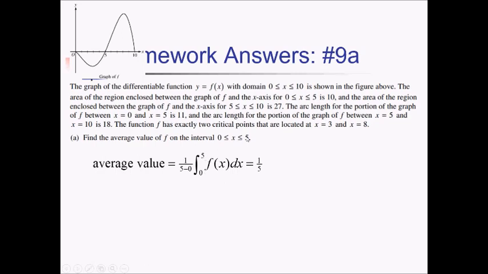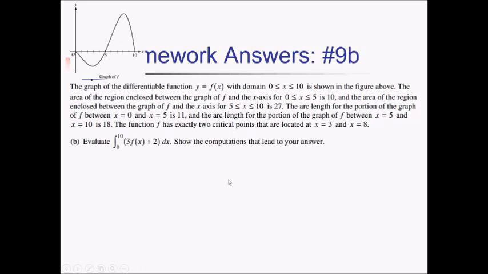Now, they gave us that in the graph. In the problem, they said the area of the region enclosed between the graph of f and the x-axis between 0 and 5 is 10. So that's this area here. So we're going to call this, because it's under the x-axis, we'll call this negative 10. And then you could leave it that way, or you could multiply this out to get negative 2.